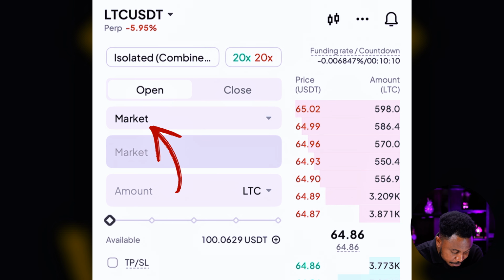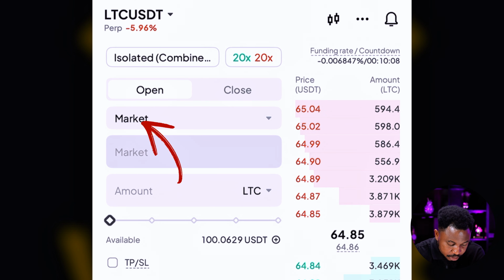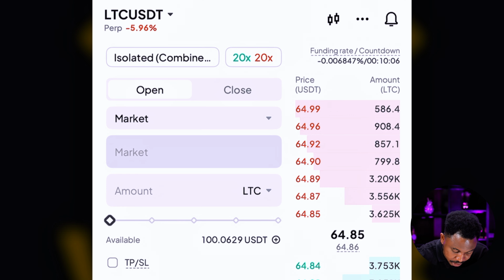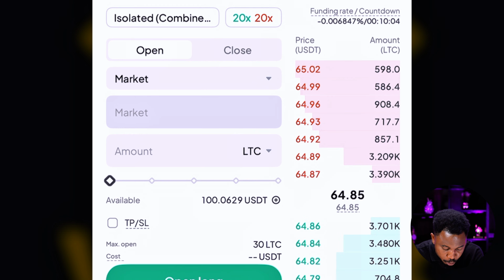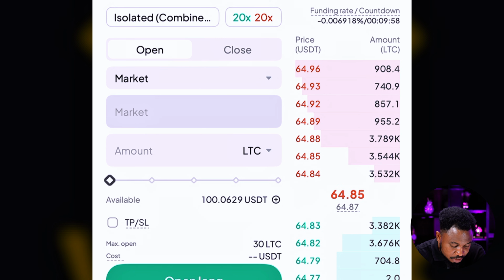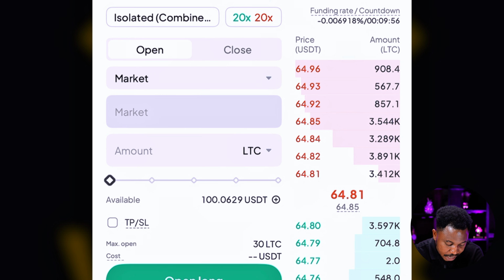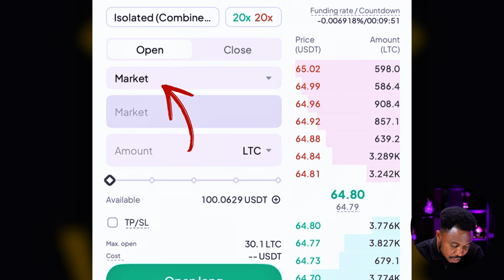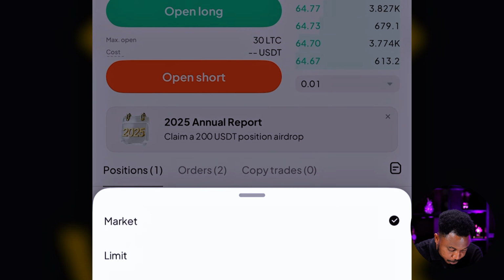Okay, next we can see market. So market is basically telling Wix that I want to enter this trade at market price. If you look right there, LTC, which is Litecoin, is currently at $64.86. So if I'm entering this trade right now, it most likely would enter at the market price and not at a limit price.